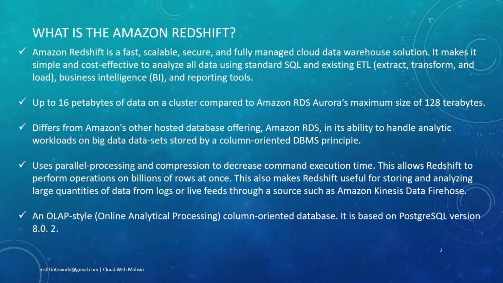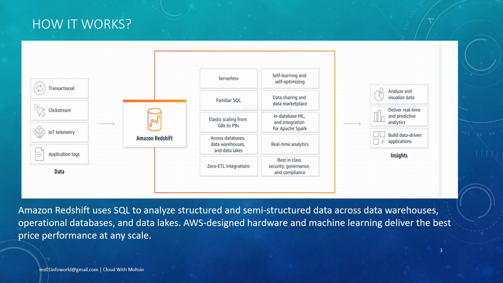Basically it's OLAP, that is online analytic processing. There are two things: one is OLAP, online analytics processing, and another is OLTP, online transaction processing. Here, being an analytical thing, it's called OLAP, and it's based on PostgreSQL, which is a relational database, version 8.0.2. So this is overall about Amazon Redshift. It's a data warehouse solution.